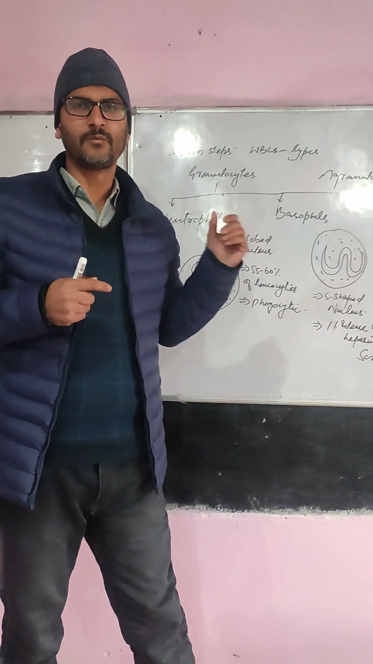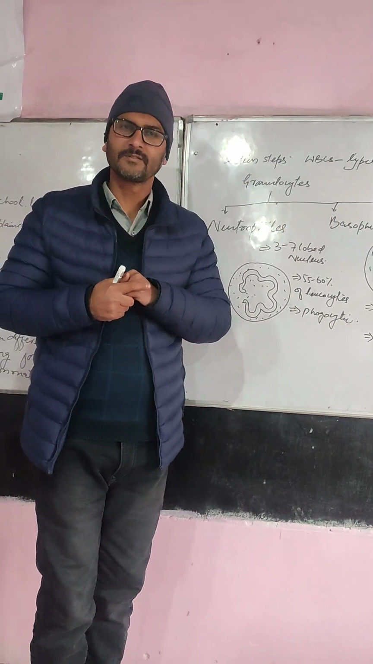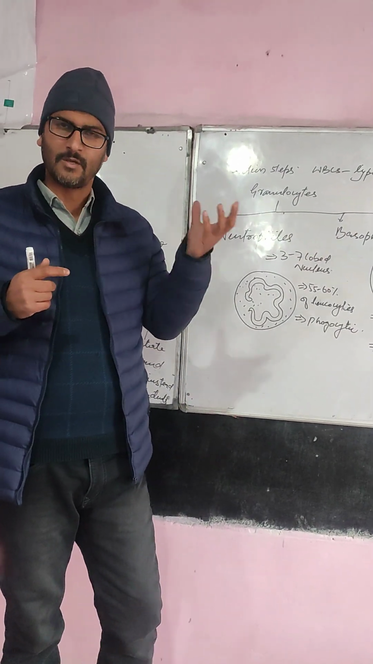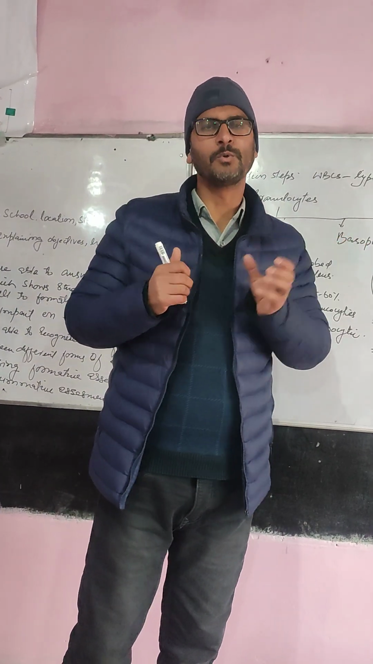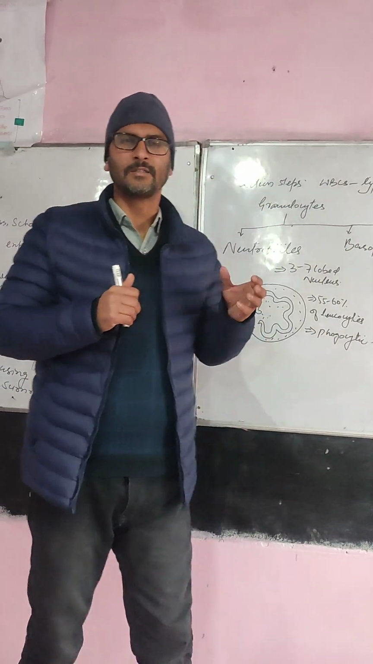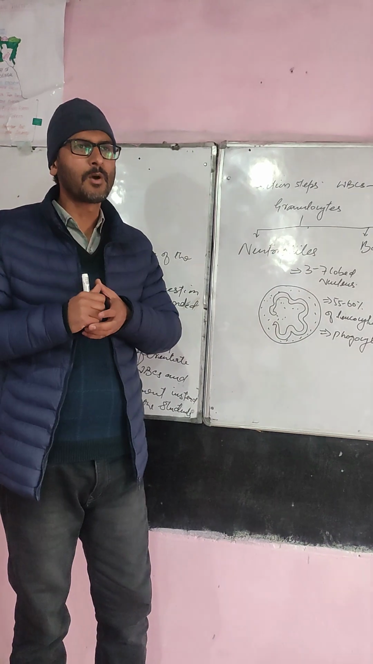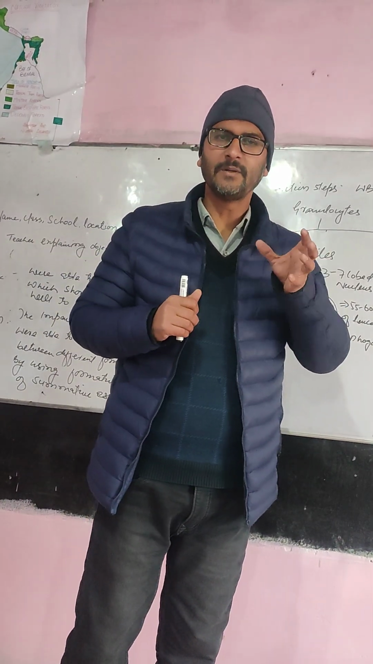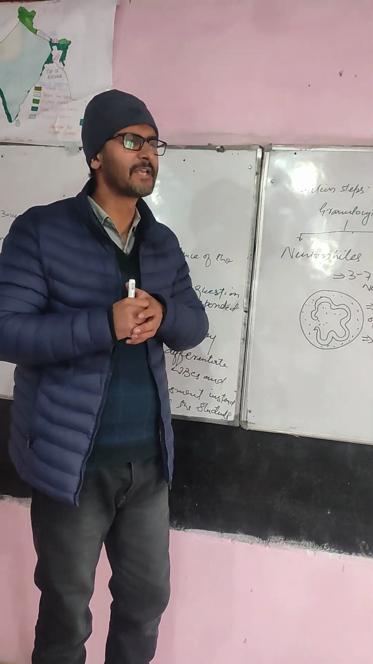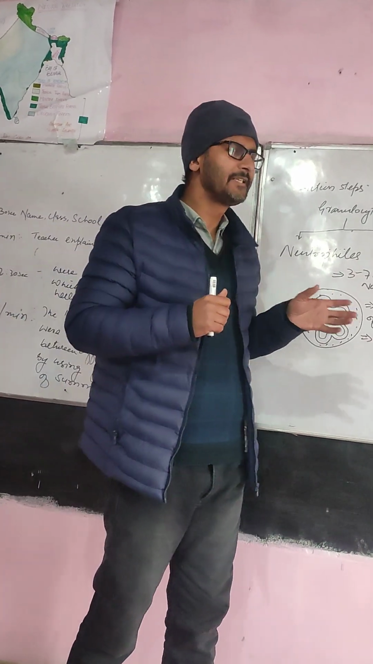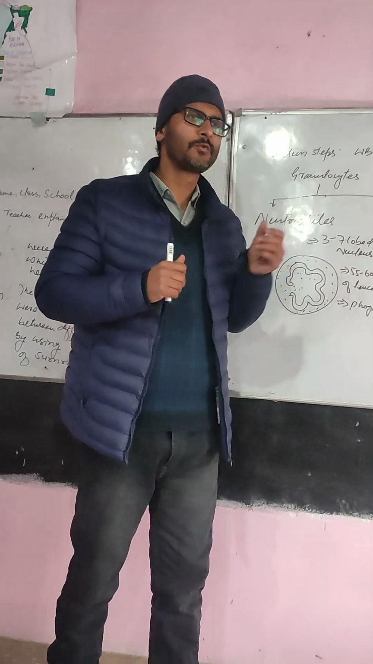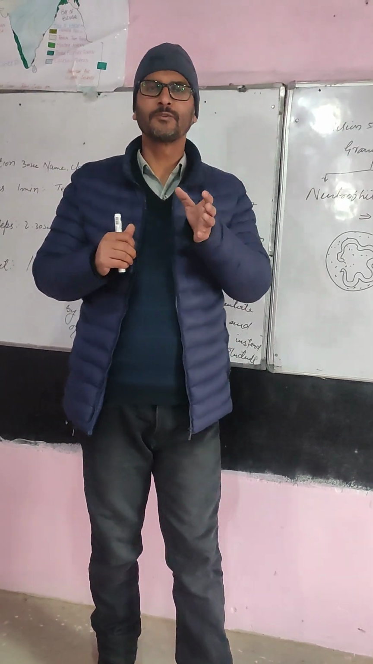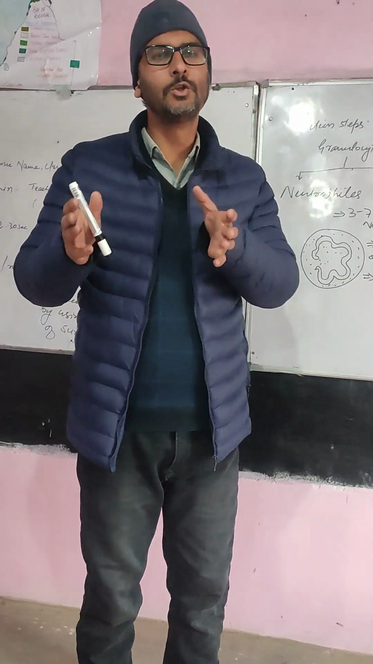Coming to the neutrophils, these neutrophils contain a multilobar, 3 to 7 lobed nucleus. These neutrophils are phagocytic in nature. That means they can engulf any foreign substance which comes into their contact. These neutrophils constitute 55 to 60% of the total leukocytes.